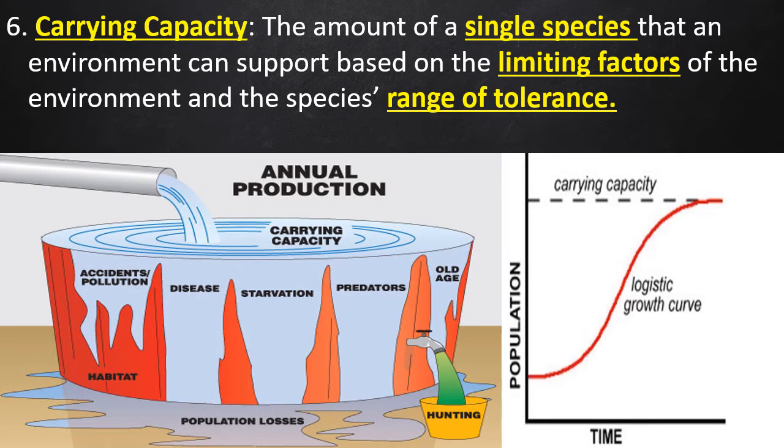Now again, the carrying capacity is the amount of a single species that an environment can support based on the limiting factors of the environment and the species' range of tolerance. Notice, when the carrying capacity is reached, then you have increased crowding, which makes disease epidemics more common. It causes a decrease in food supply, increasing the negative effects of competition, resulting in massive starvation. Again, all of which cause populations to go down.